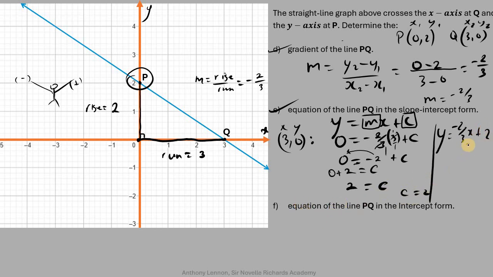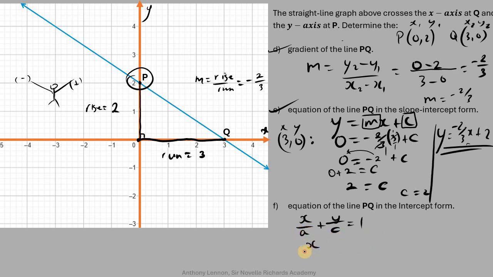Okay, so now we figured out that this is it. Again, we could have simply taken the y-intercept from the graph. Now the equation of the line PQ in the intercept form. So this is the form: x over the x-intercept plus y divided by the y-intercept equals 1. Always equals 1. This is the form. Now, what we've got to do is simply replace a and c, and that will be it.